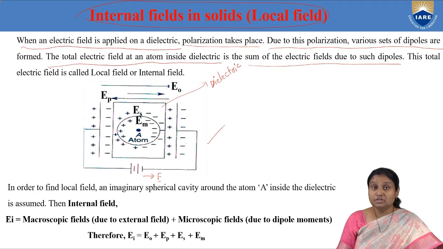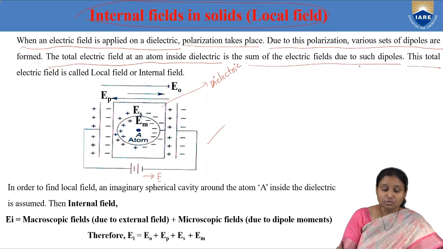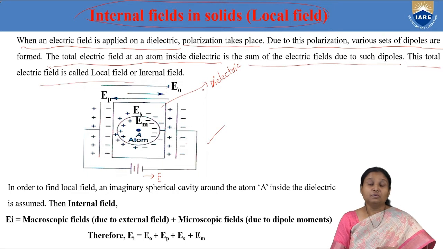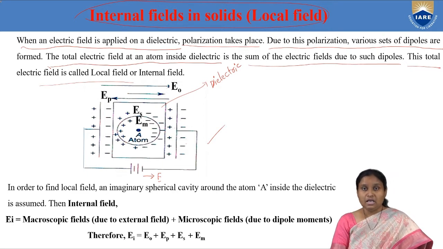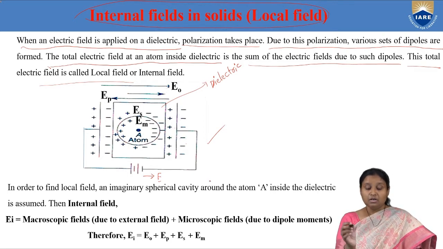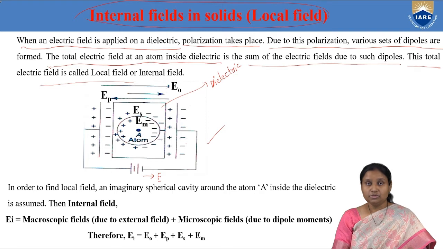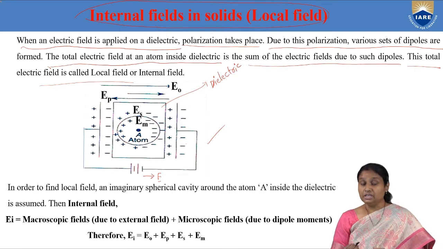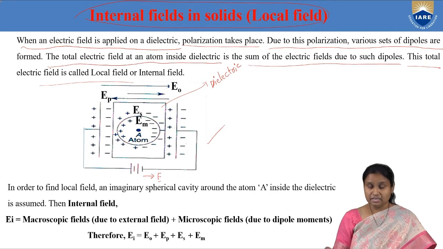And how are these dipoles formed? These dipoles are formed because of the application of the external electric field, and of course due to the phenomenon of polarization. And this total electric field is called the local field or internal field. To understand it much better, first I am going to draw this figure separately, taking one field at a time, so that it will be easier to understand.